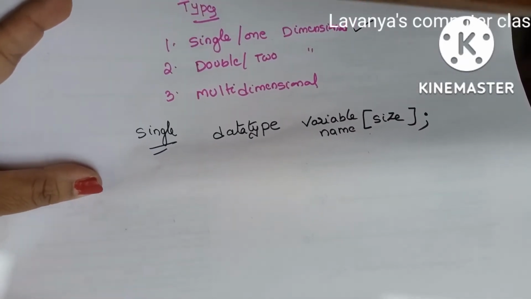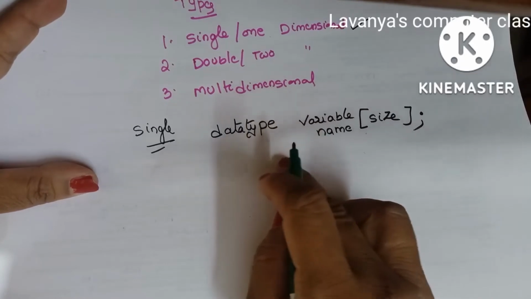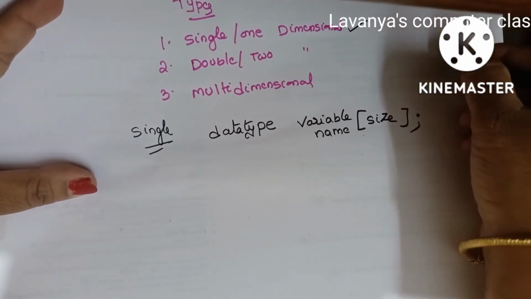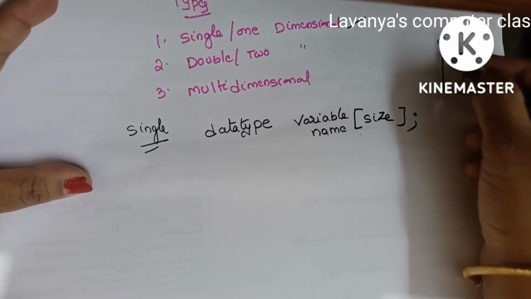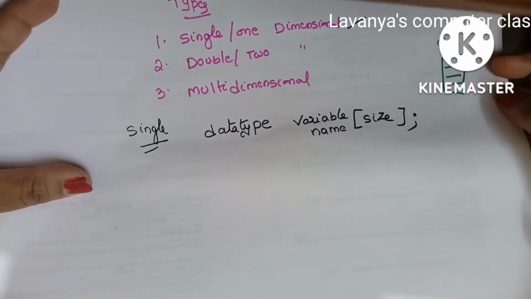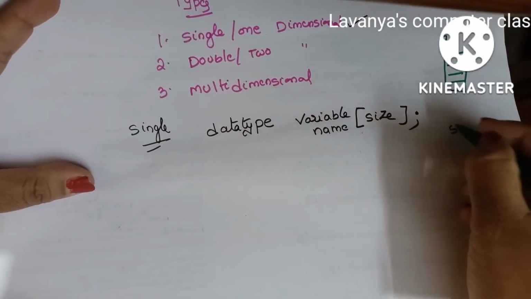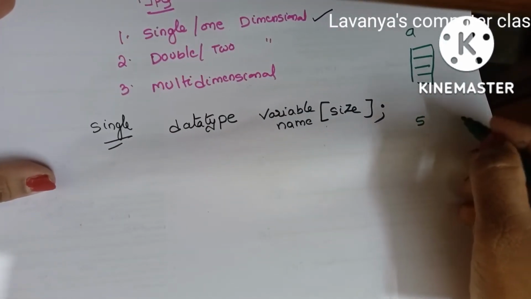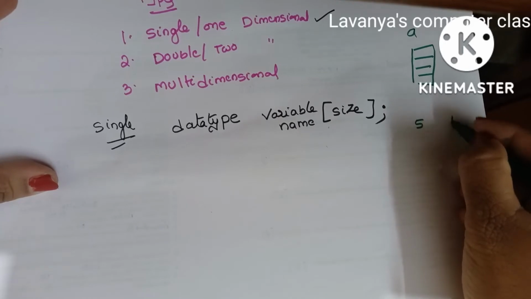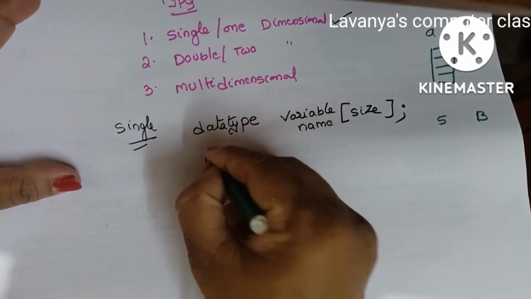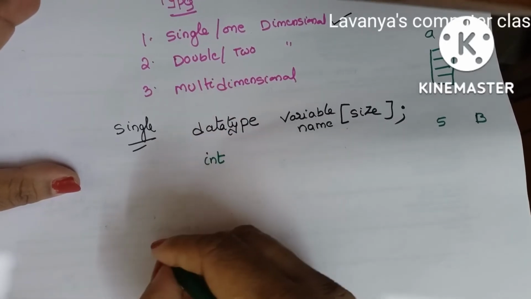So what is the meaning of size? It means in the particular array, one single storage location is there. So how many values do you want to store here? Like the size of the array. For example, I want to store 5 values in a single variable name, that is B. All are integer data type. So how do we write it? The data type is integer.